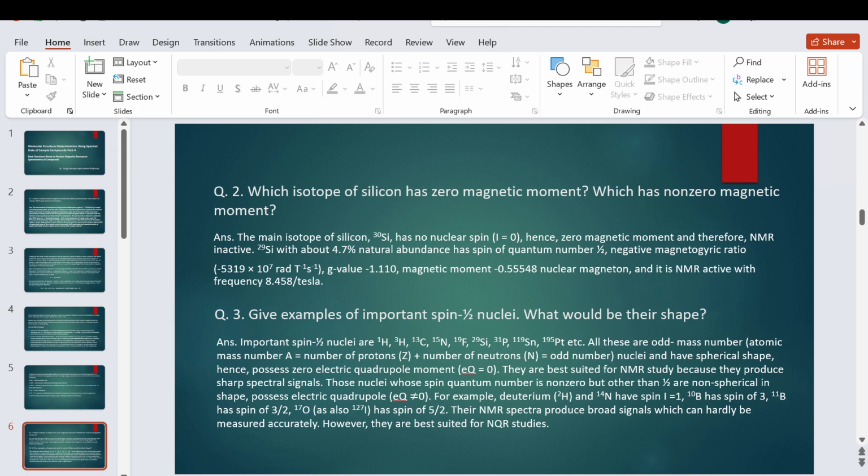Third question reads, give examples of important spin half nuclei. What would be their shape? Spin half nuclei are proton, tritium, carbon-13, nitrogen-15, fluorine-19, silicon-29, phosphorus-31, tin-119, platinum-195, etc. These are spherical in shape and most suitable for NMR studies. Those nuclei whose spin number is other than half are quadrupolar and best suited for NQR studies, nuclear quadrupole resonance studies.